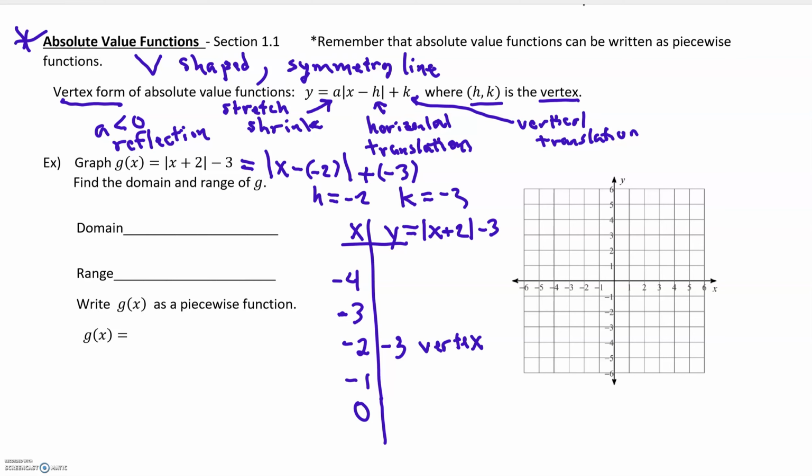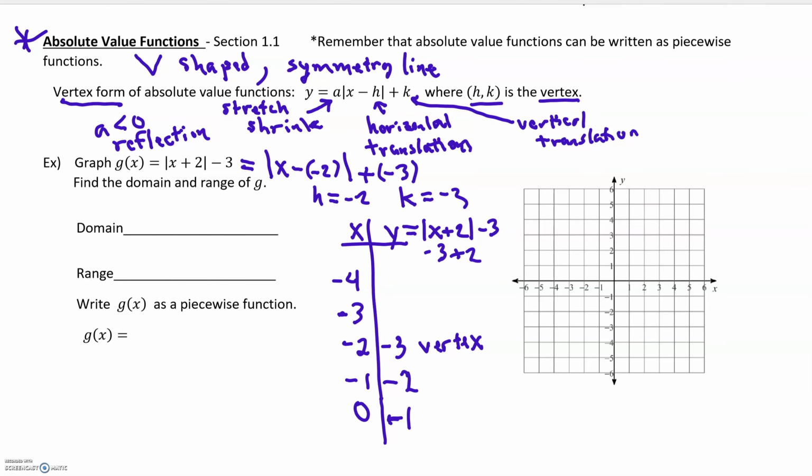So if we plug in -1 for x, look at what we get. -1 plus 2 is 1. The absolute value of 1 is 1. 1 take away 3 is -2. If we plug in 0 for x, we get the absolute value of 2, which is 2. Take away 3, which is -1. Now, if we have the right vertex, when we plug in -3, we should get the same y value that we had when we plugged in -1. Those should have the same y value because they're the same distance from our symmetry line that goes through the vertex. So let's see if we do.